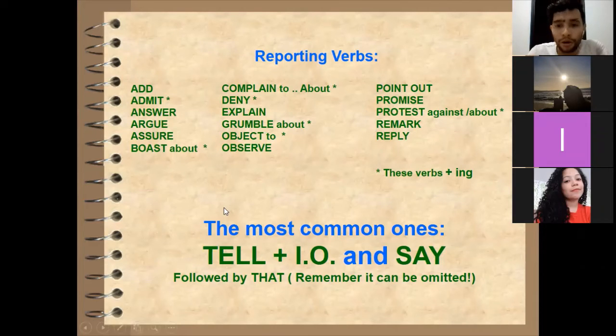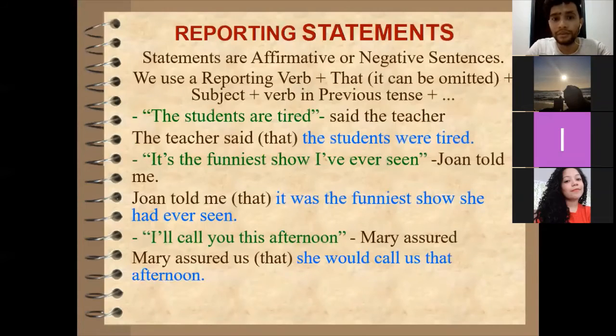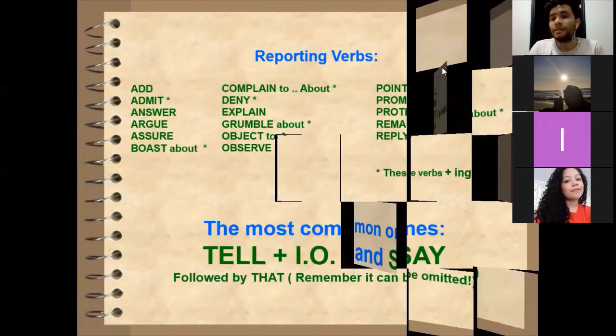Now, we don't use all of these verbs all the time, right? Because some of them are common, some of them are not common. That depends on the situation. But the most common for all situations are tell plus an object. Remember that we use tell for a person, like tell me, tell you, and say without an object. So say only the situation. Those are the two most common reporting verbs for reported speech in reporting statements. We are talking about affirmative or negative sentences.